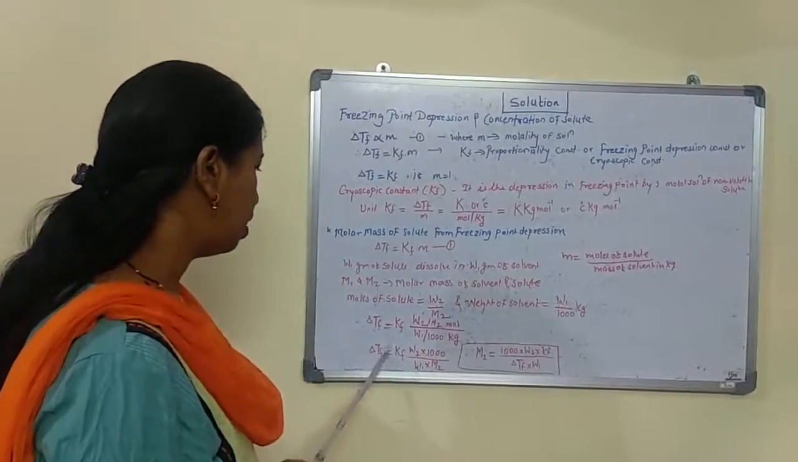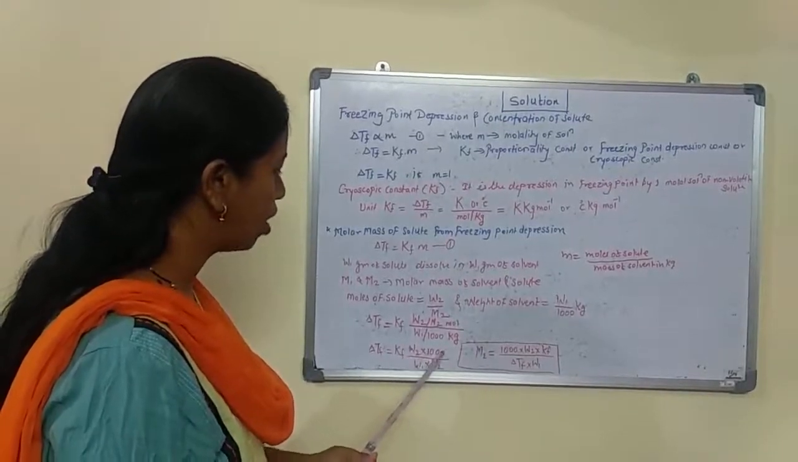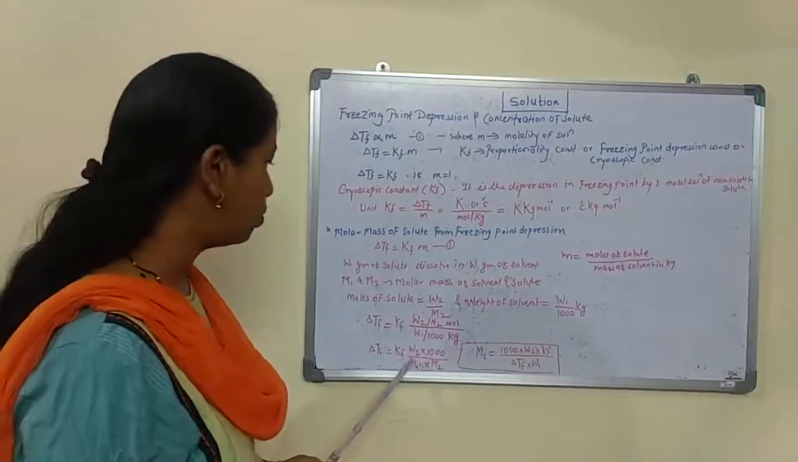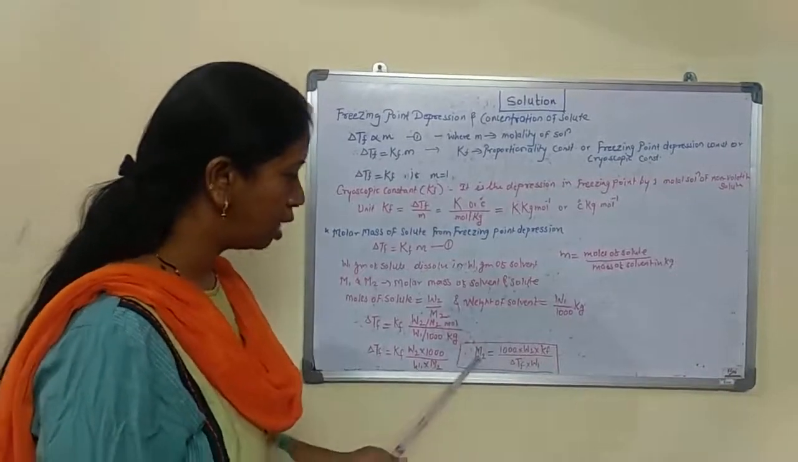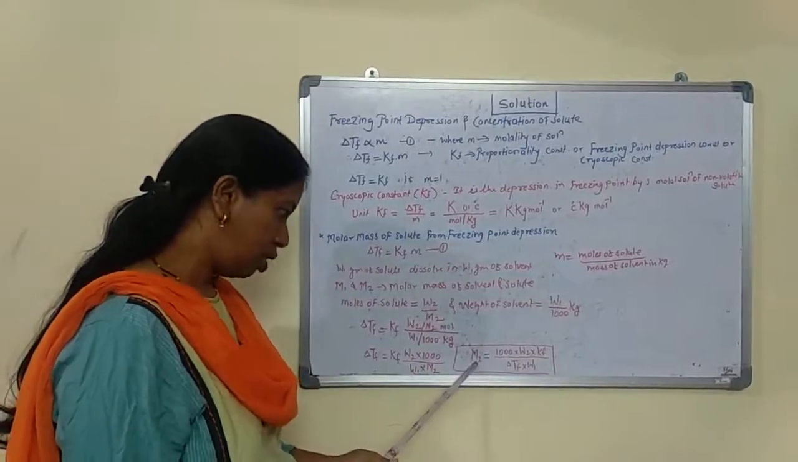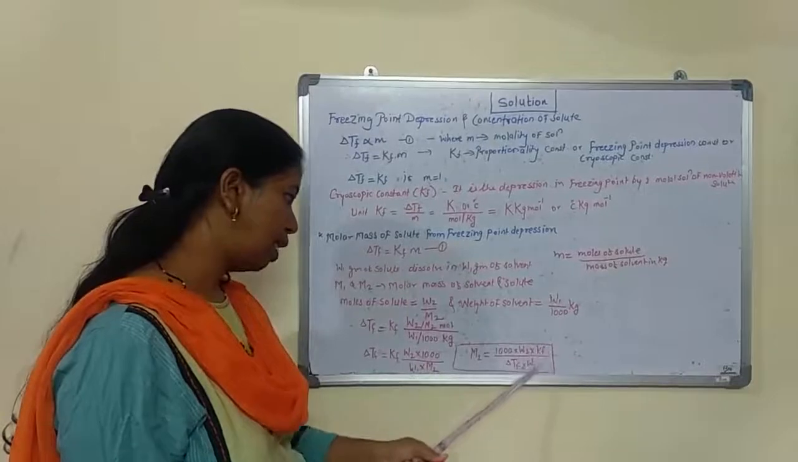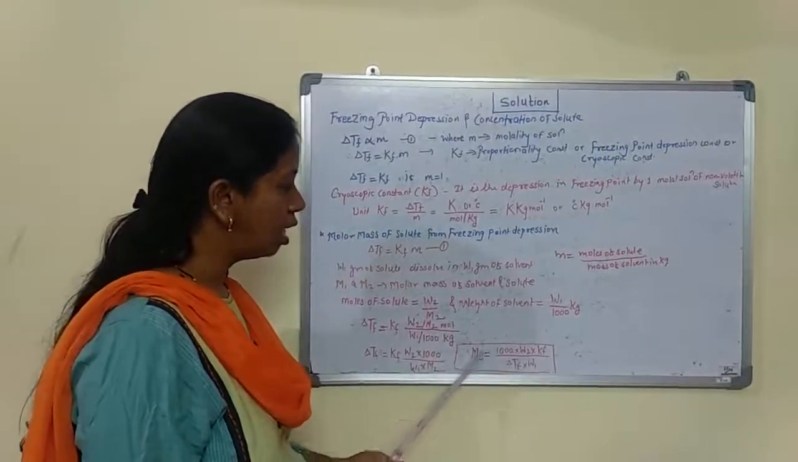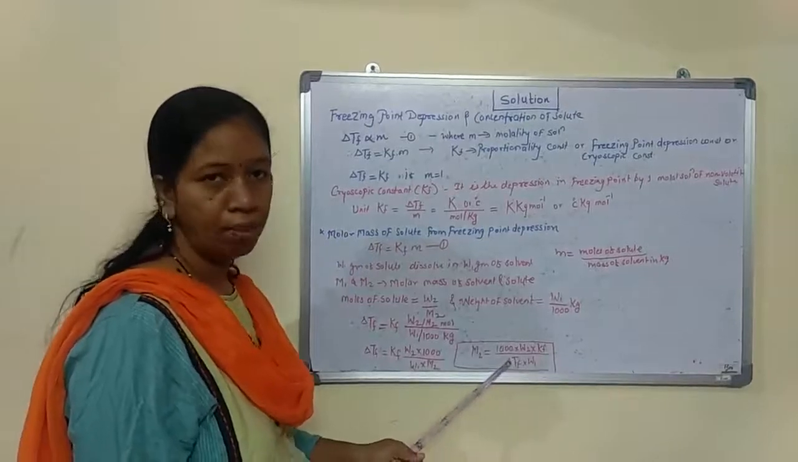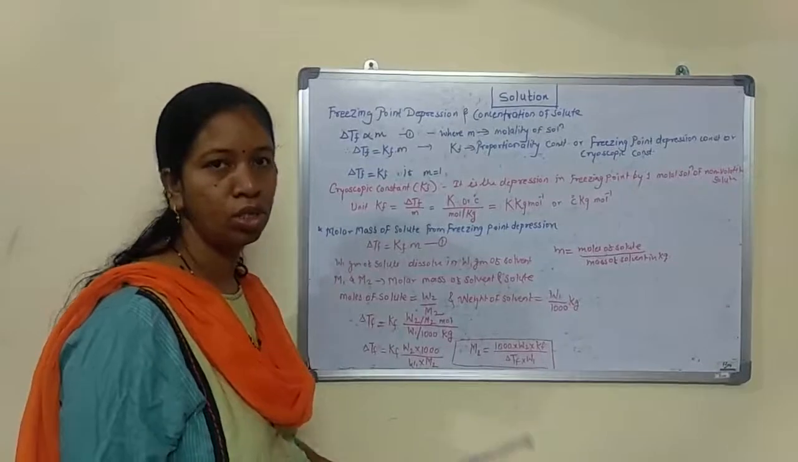So delta TF is equal to KF. Simplifying the equation, W2 into 1000 upon W1 into M2, and deriving this equation for the molar mass of the non-volatile solute, we get M2 equals 1000 into W2 into KF upon delta TF into W1. Thus, with the help of delta TF, the depression in freezing point, we calculate the molar mass of the solute.